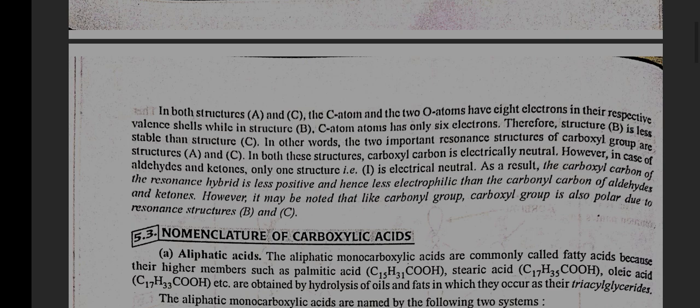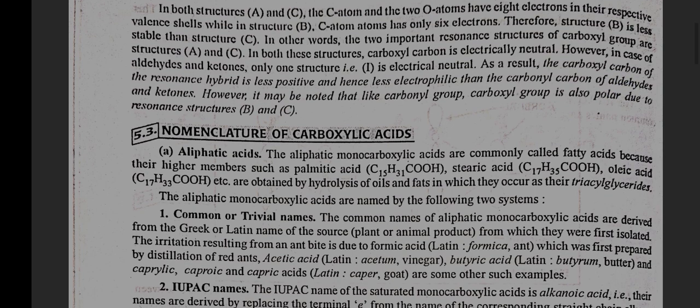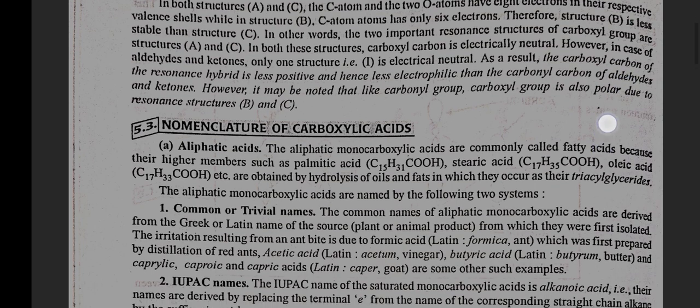In both these structures, the carboxyl carbon is electrically neutral. However, in case of aldehydes and ketones, only one structure is electrically neutral. As a result, the carboxyl carbon of the resonance hybrid is less positive and hence less electrophilic than the carbonyl carbon of aldehydes and ketones. However, it may be noted that like the carbonyl group, the carboxyl group is also polar due to the resonance structures that are shown above.